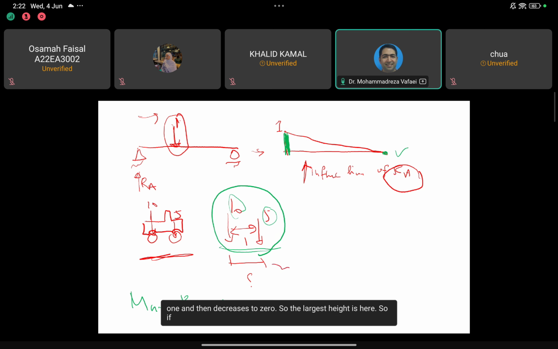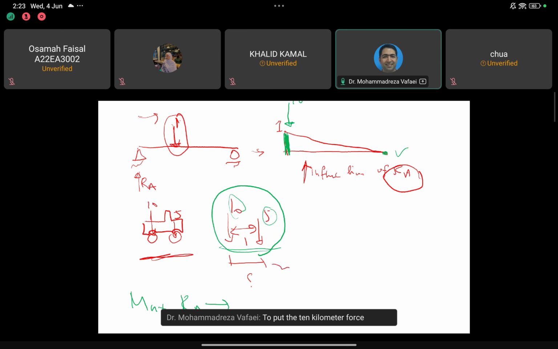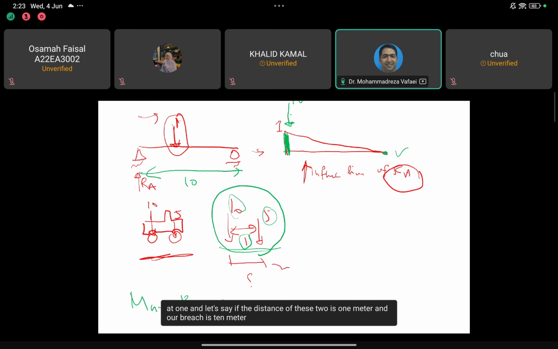So if the loads are in the beginning of our influence line, basically they can result in a larger support reaction. So the best option is to put the 10 kilonewton force right at 1. And let's say if the distance of these two is 1 meter and our bridge is 10 meter, assuming, then the second point load goes 1 meter after that, with the intensity of 5. So here, 1 meter after that, you can easily calculate how much is this x from triangle similarity. And the height of the influence line here will be 0.9.